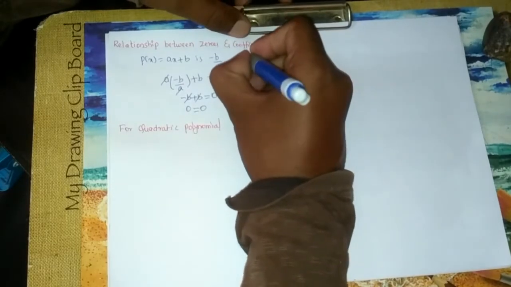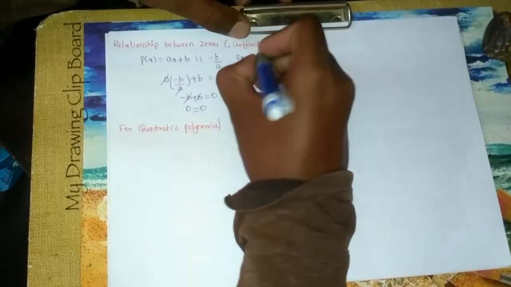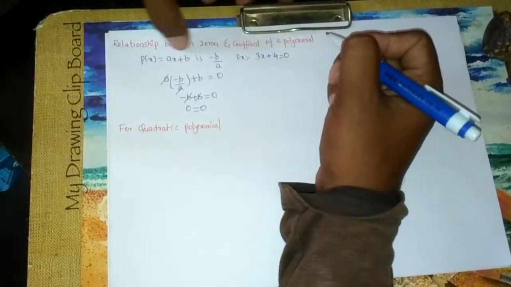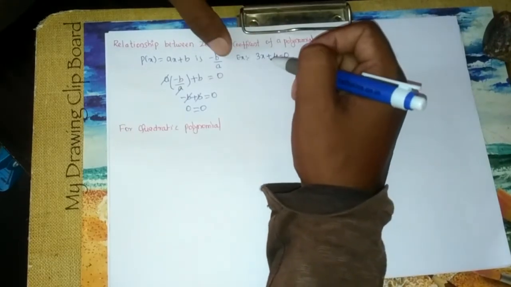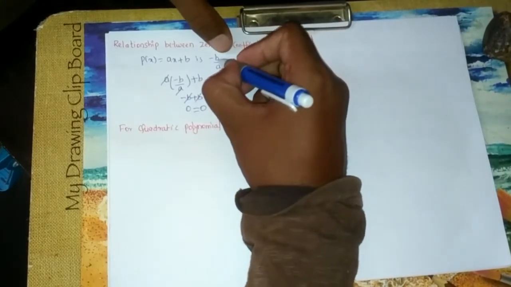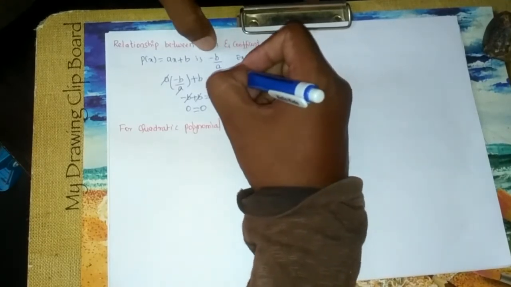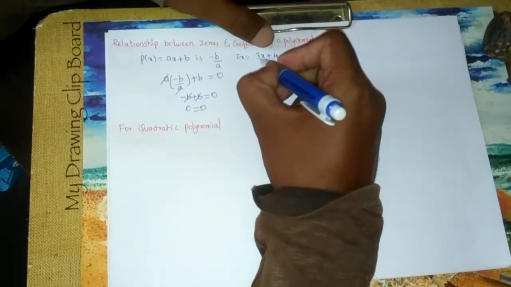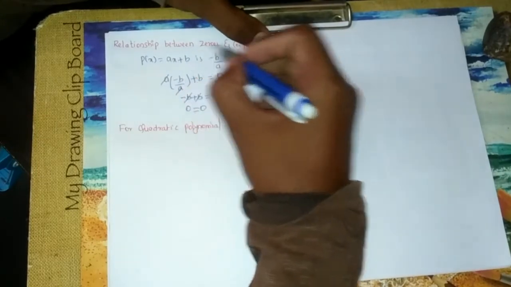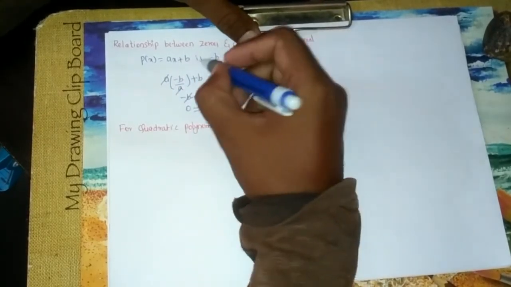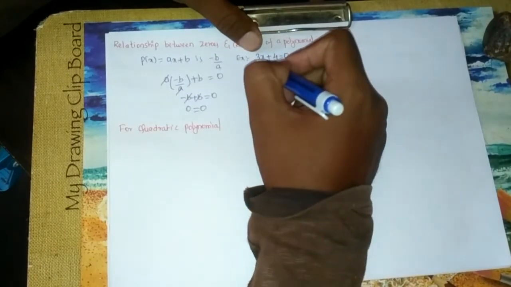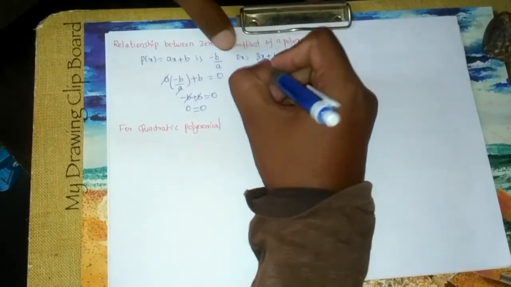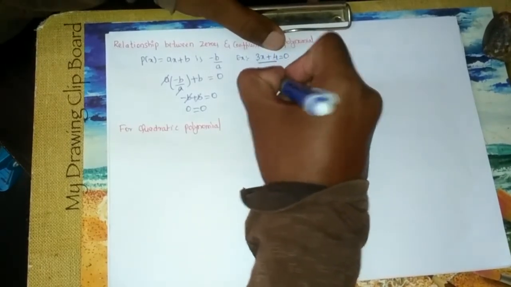For example, let me take 3x plus 4 equals to 0. Here we are saying that the zero of a linear polynomial will be minus b by a, where b is the constant term and a is the coefficient of x. So how to get minus b by a? This is written in the form ax plus b, so b is 4 and a is 3 here. So minus b by a will be minus 4 upon 3.